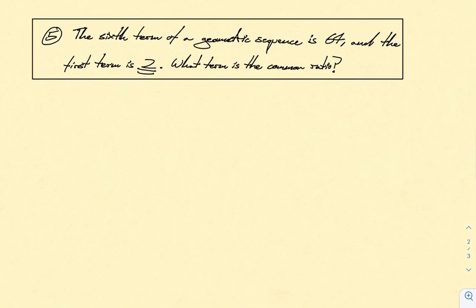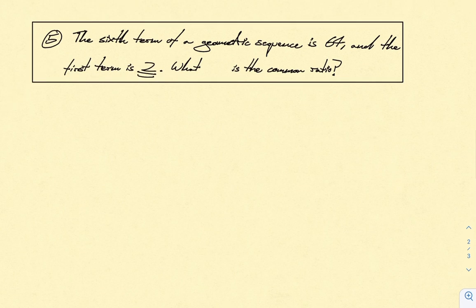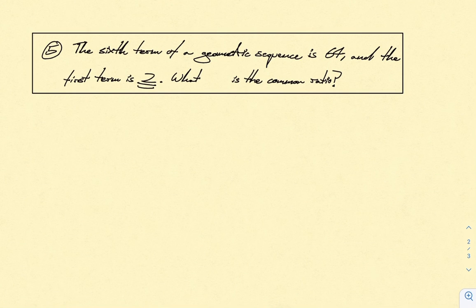And now last, our exercise 5 says the following. The sixth term of a geometric sequence is 64, and the first term is 2. What is the common ratio? Well, we know that U6 equals 64, and we know that our first term, A, equals 2.